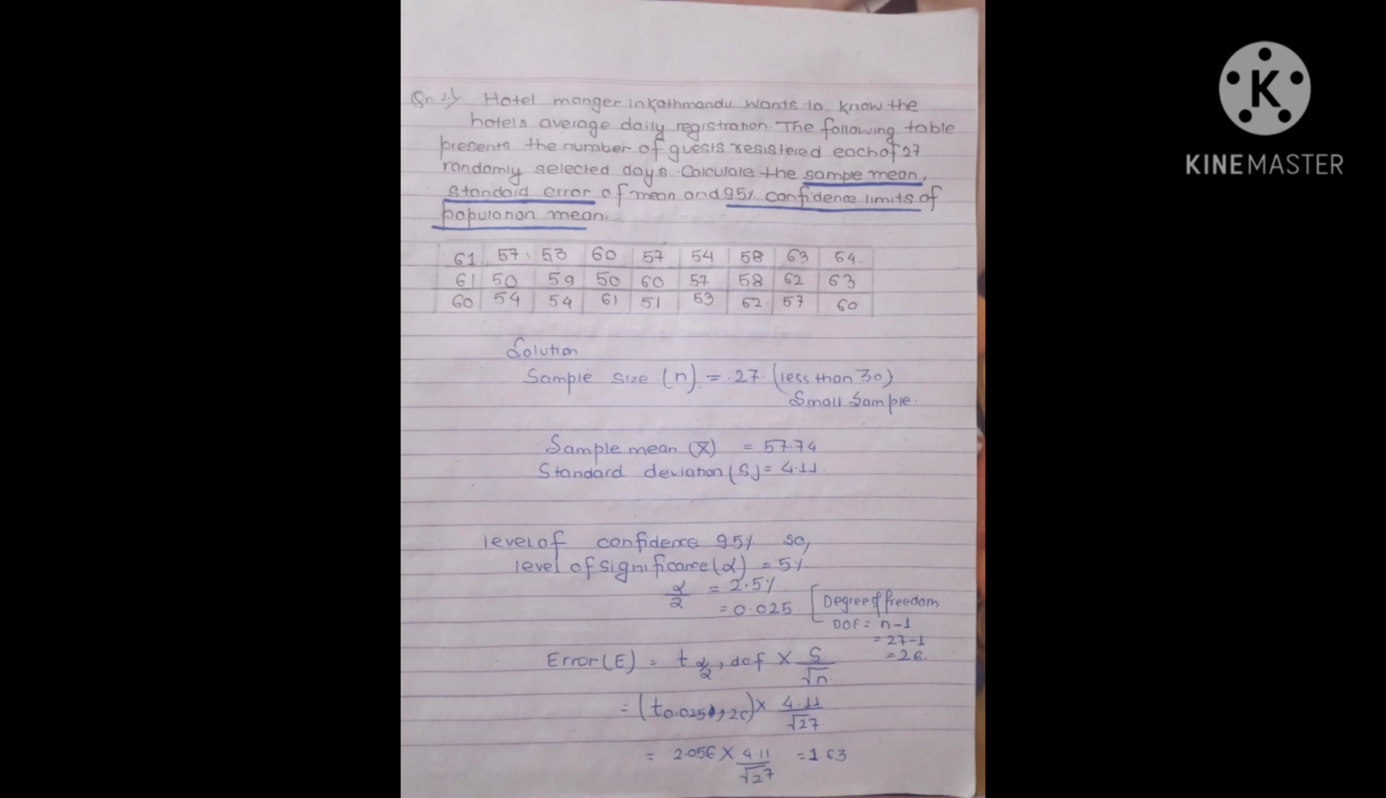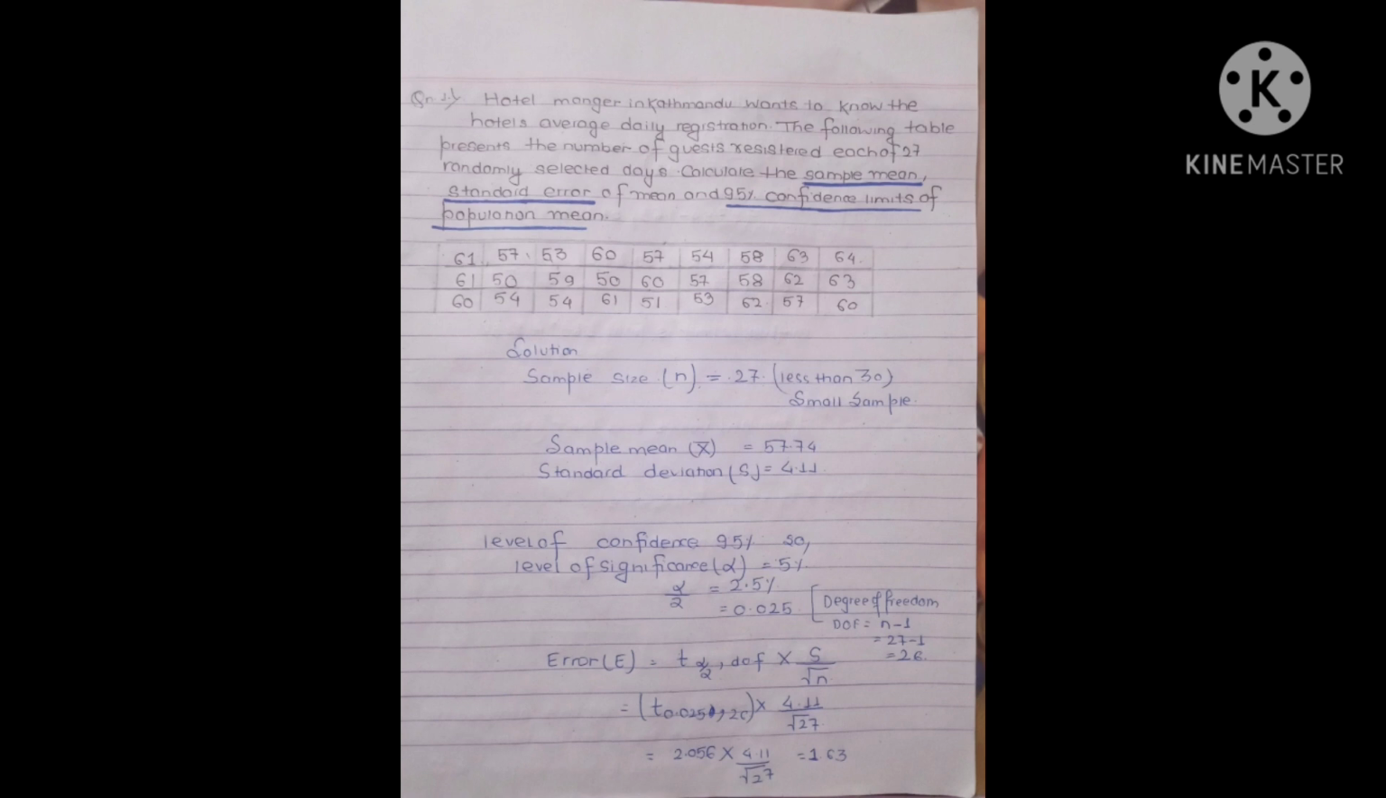Here sample size n is given as 27, that is less than 30, that means it is a small sample. Now we have to calculate the sample mean and standard deviation from the calculator. For that we have to keep the calculator in stat mode, and this is a one variable calculation. Hence after entering the values in the calculator we get sample mean x bar as 57.74 and standard deviation 4.11.